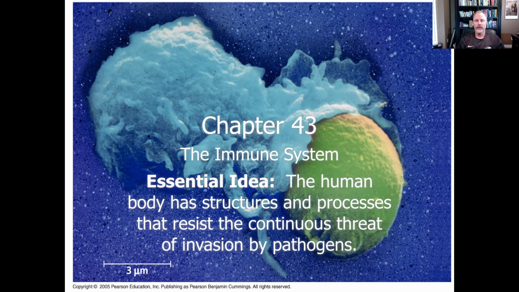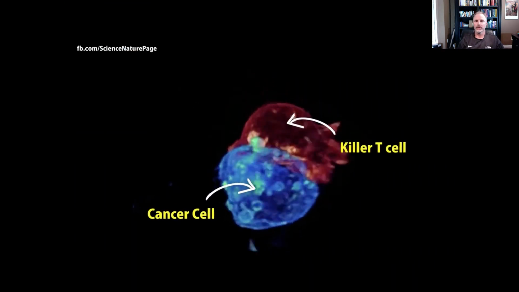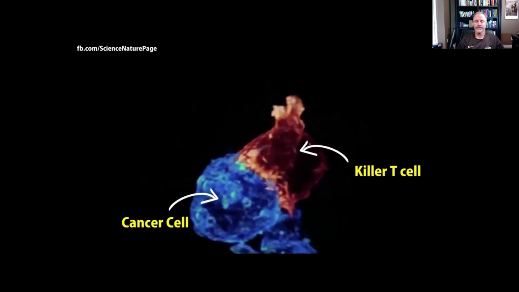Okay, in chapter 43, this is about the immune system, and we went over this for a couple of days in class, and the main idea is that the human body's got a variety of ways in which it can resist the continuous bombardment of these pathogens, or these things that can make us ill. Okay? So let's watch this movie real quick.